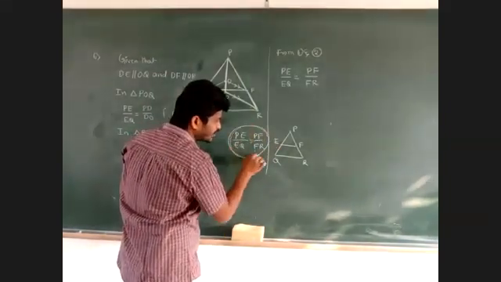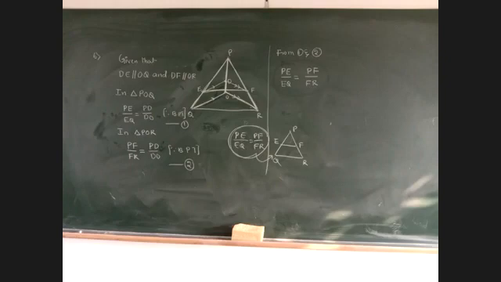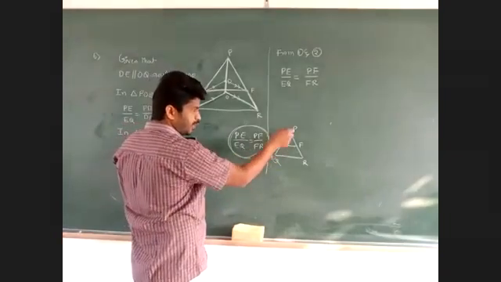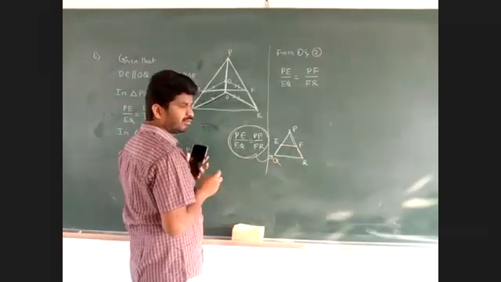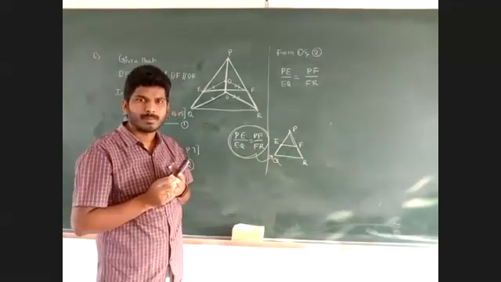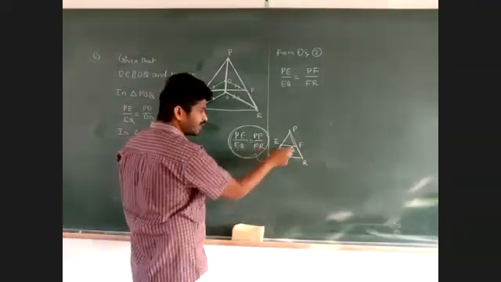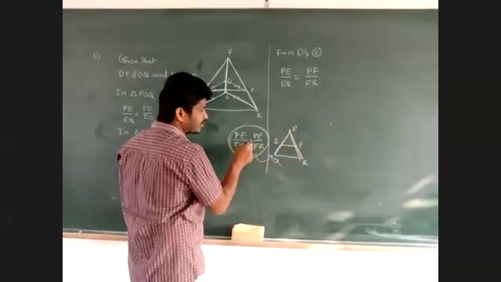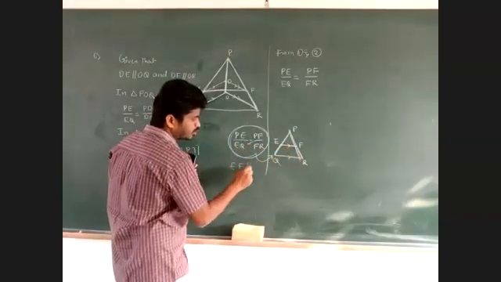What is the meaning of the statement for this triangle? PE by EQ equal to PF by FR is nothing but EF parallel to QR. So the statement is, if a line divides any two sides of a triangle in the same ratio, then this line is parallel to the third side.